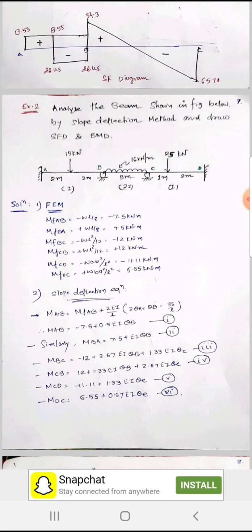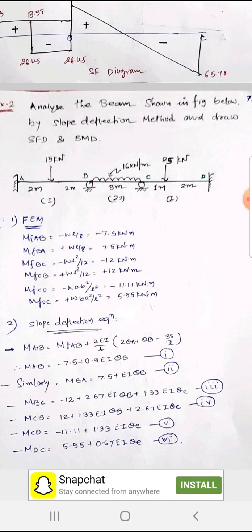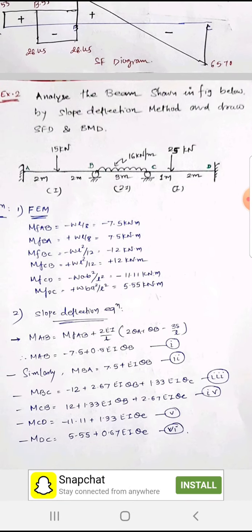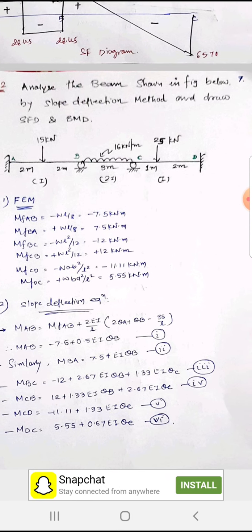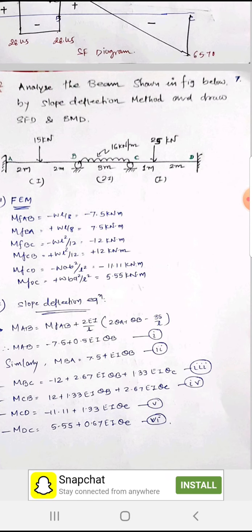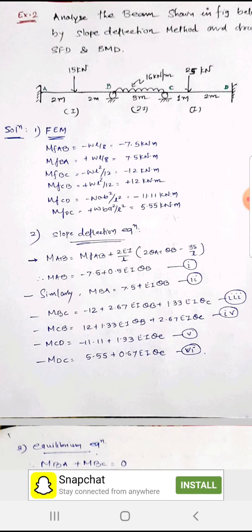So let's start with example number 2. Analyze the beam shown in the figure below by the slope deflection method and draw the shear force and bending moment diagram. Here in the first span, there is a point load at the center, in the second span a UDL, and in the third span the point load is not in the middle, it is eccentric. So how can we get the shear force and bending moment diagram for this continuous beam?